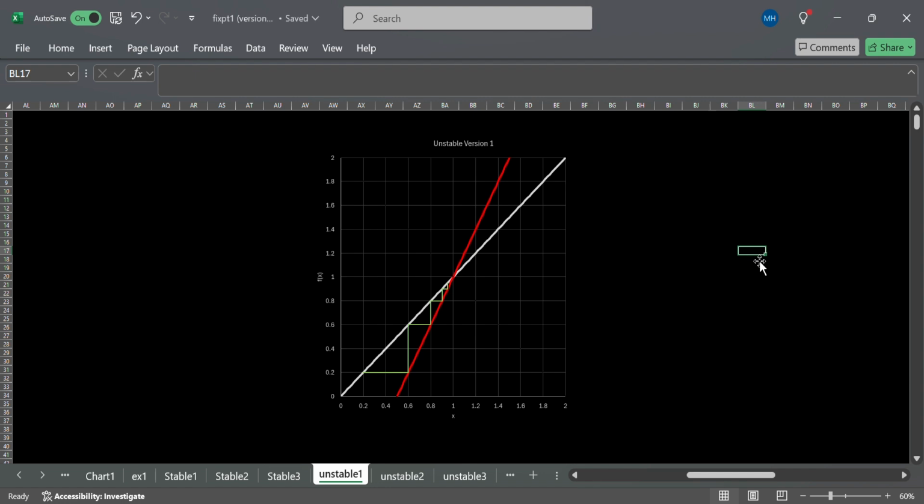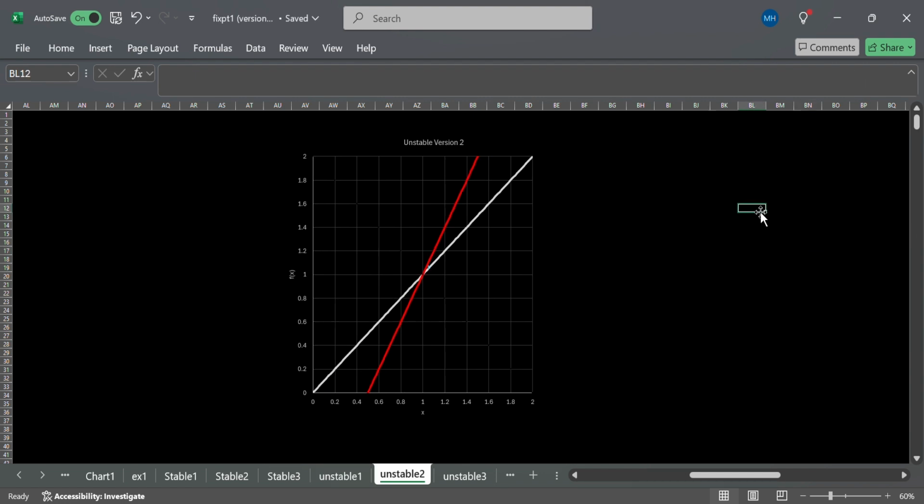We would have had the same problem, but in the reverse if we started above the fixed point. Let's start with a value, let's say 1.05. In this case, it will go up and to the right, up and to the right. Again, that's the wrong way to go if you started off up and to the right of the fixed point.